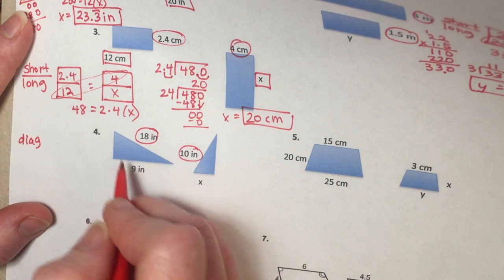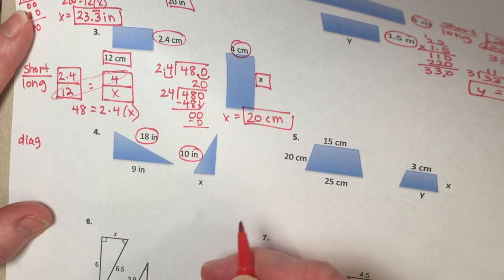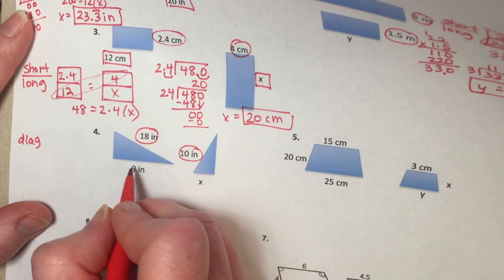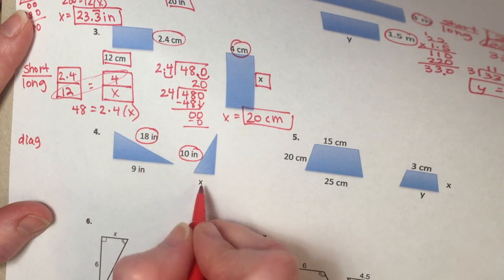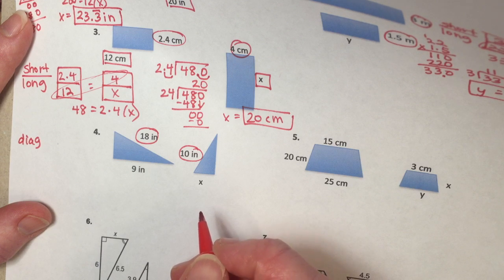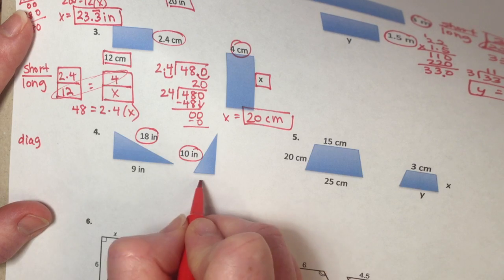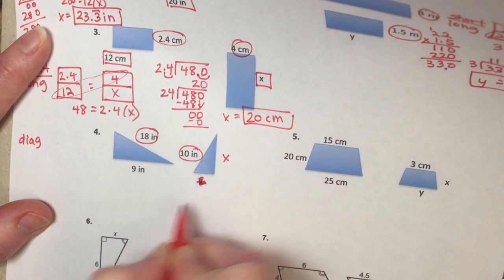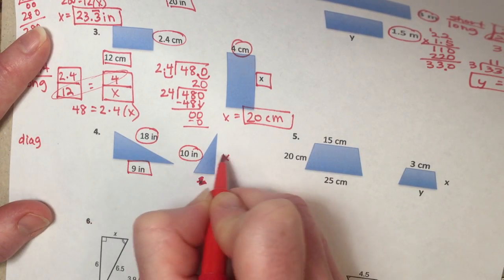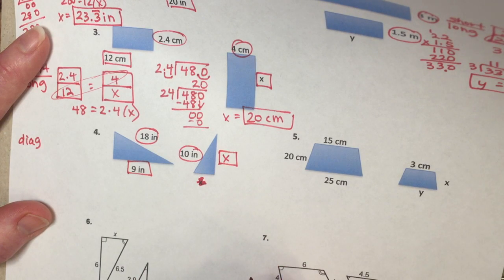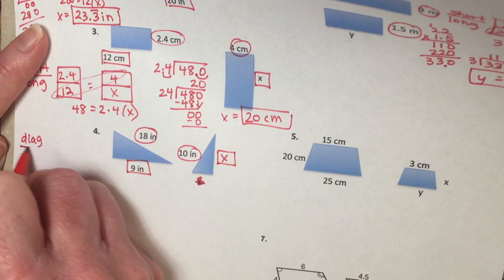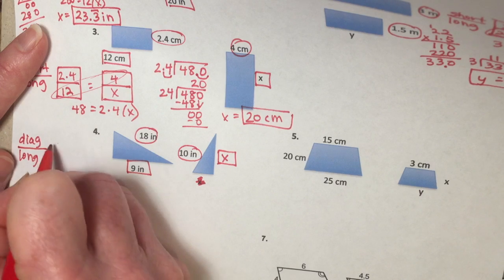Because it's only corresponding sides that are proportional, and I don't know the corresponding side for x. So that's a mistake. That was my bad when I made the worksheet. So what I'm going to do to fix this is just move the x to over here, because now I can say that the long sides are corresponding. All right, hopefully that made sense. So I'm going to do diagonal to the long side.